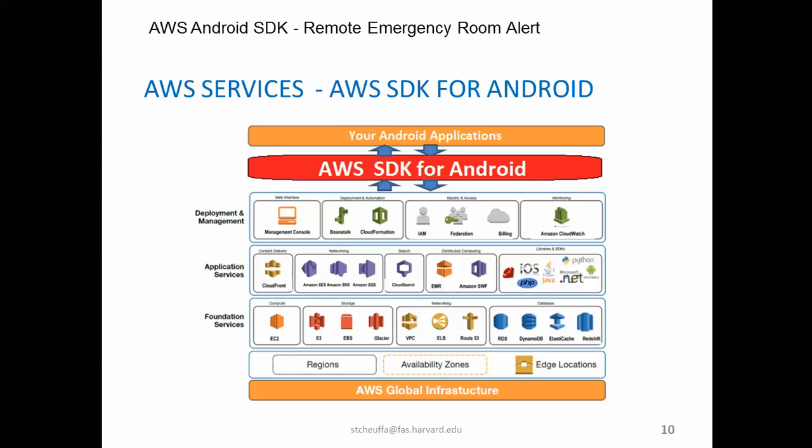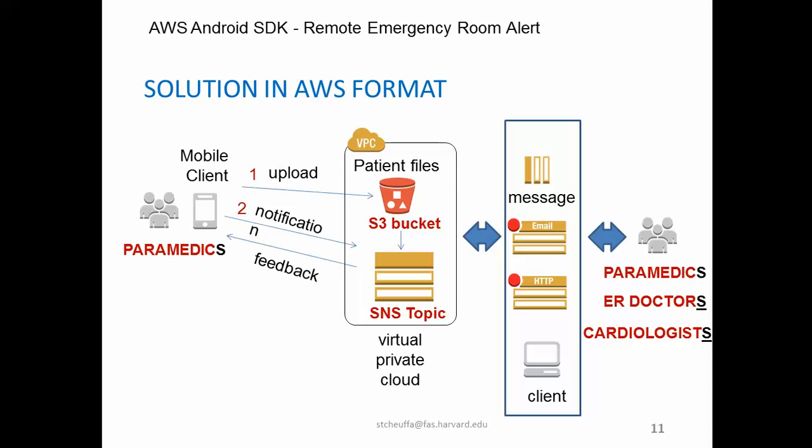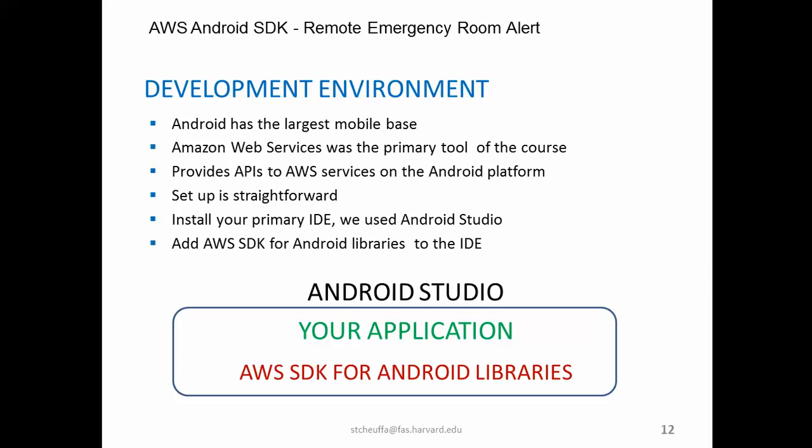So the AWS SDK for Android sits between your application and the AWS global infrastructure and the AWS services. It allows the application to access AWS services through APIs. Our solution in AWS format: we have the parameters of the mobile client. They upload a file to the S3 bucket and send a notification to the SNS topic. The SNS topic distributes the notification to all the subscribers in different formats.